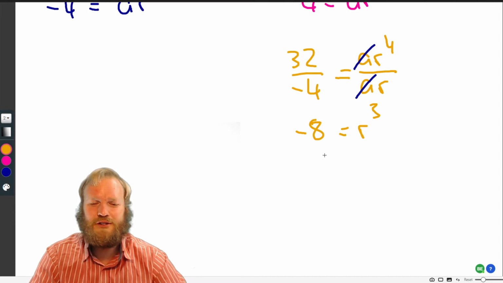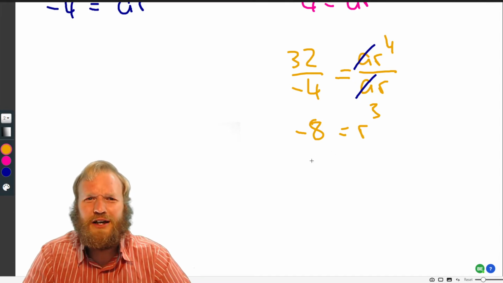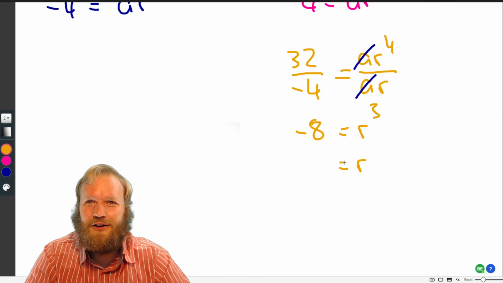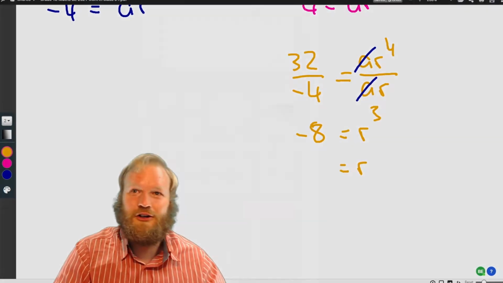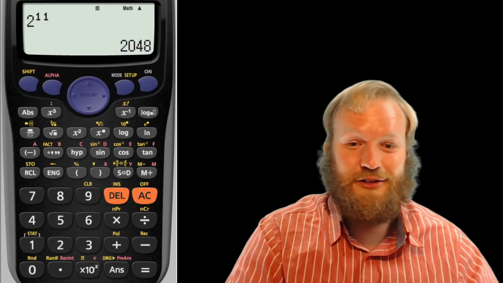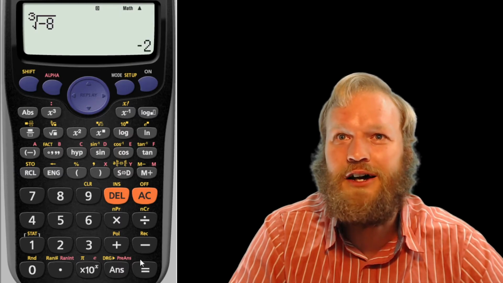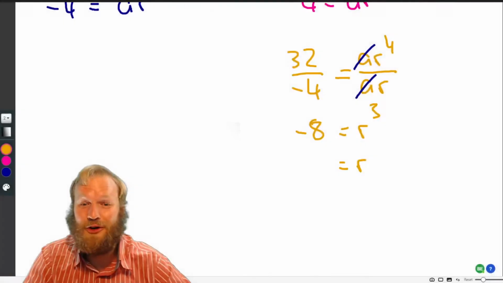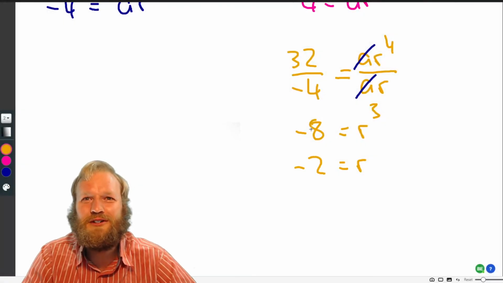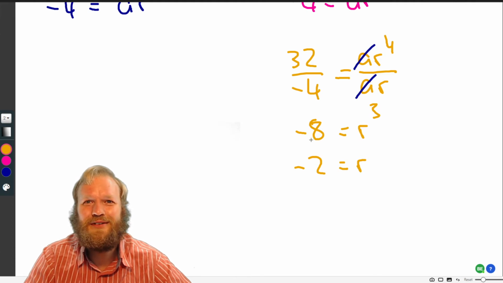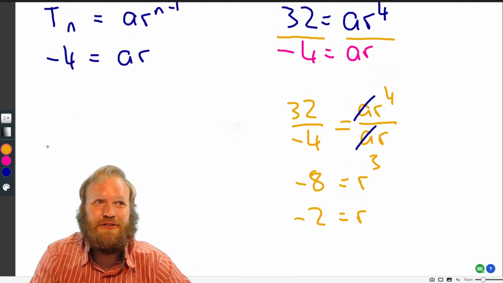And if R cubed is -8, what when you cube it gives you -8? Well, we could use our calculator for the cube root of -8, but hopefully we knew that it was -2. So R is -2, right? -2 cubed is -8 at least. So there's our value of R.